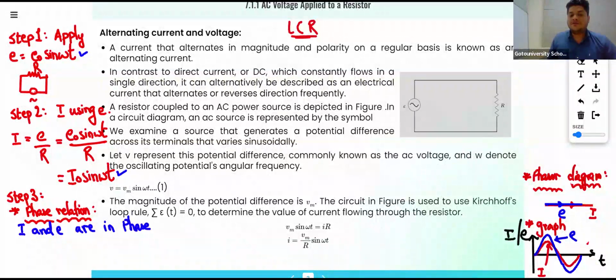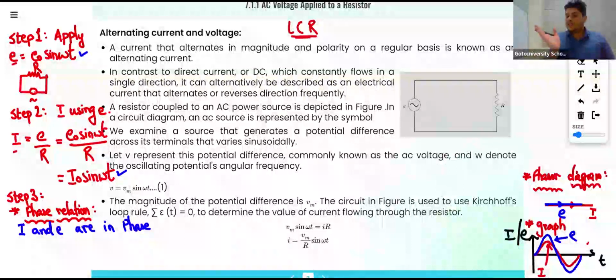Then step 3 will be phase relation. In phase relation, we are going to check these two equations and see which of these quantities are leading or lagging with each other. But as per our conclusion, we'll see that there will be no leading and lagging between EMF and current. Then we studied about the phasor diagram. What about the phasor diagram? Phasor diagram, yes.